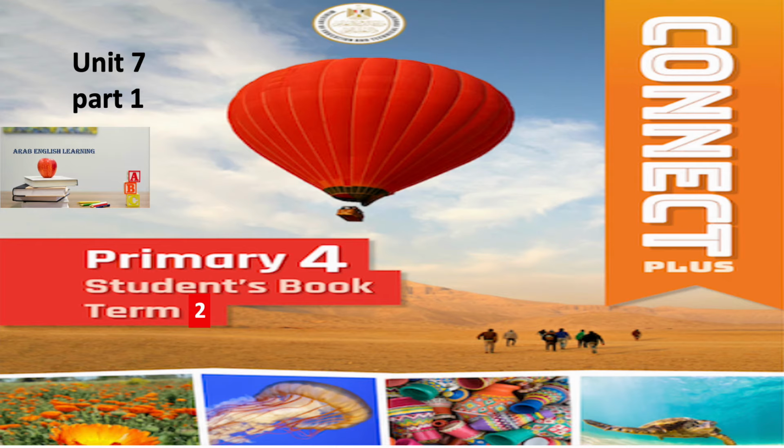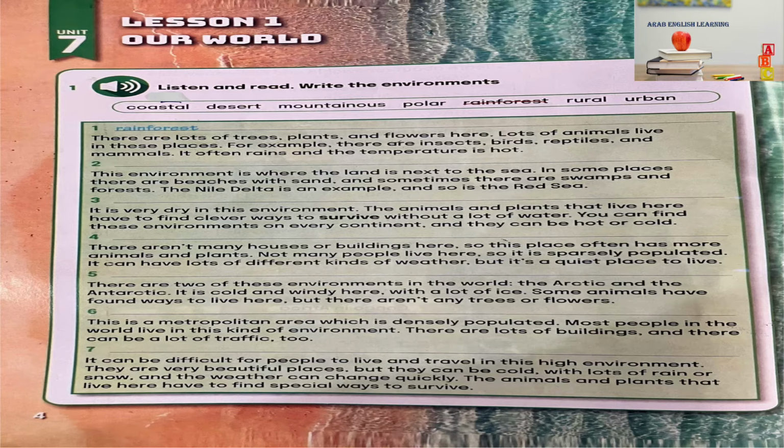This is Unit 7 Part 1. Unit 7 Students Book Lesson 1 Page 4 Exercise 1 Listen and read. Write the environments.